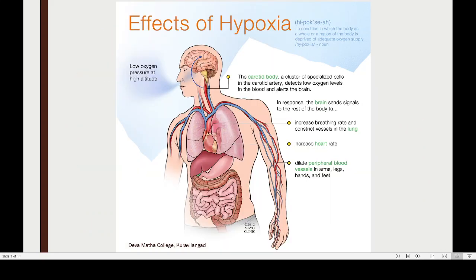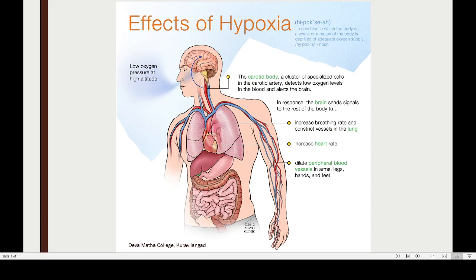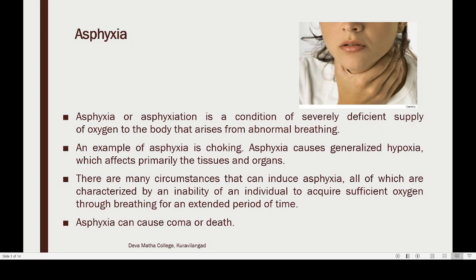Remember that there are two types of hypoxia, local and generalized. Normally we find hypoxia when people go to high altitude or dive under the sea. The third situation is preterm birth, premature childbirth. These are the three normal situations where hypoxia is present. And another is asphyxia.